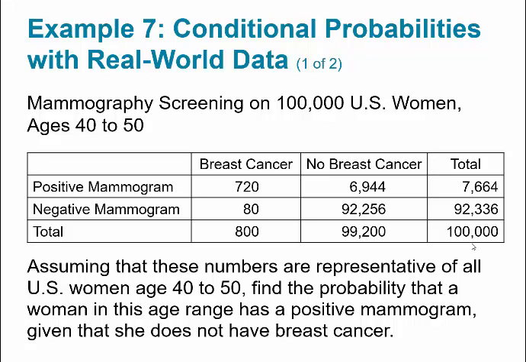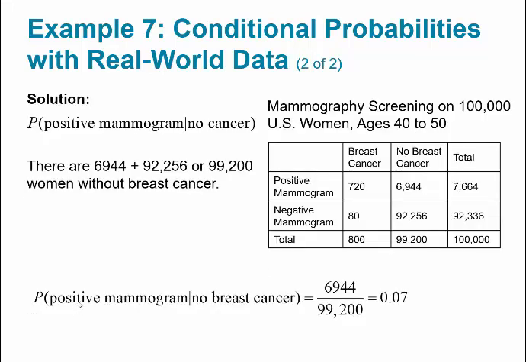So let's assume that these numbers are representative of all U.S. women aged 40 to 50. Find the probability that a woman in this age range has a positive mammogram. So I'm telling you she has a positive mammogram, given that she does not have breast cancer. Okay, so I'm asking you positive mammogram, given that she does not have breast cancer. All right, so positive mammogram, no breast cancer.